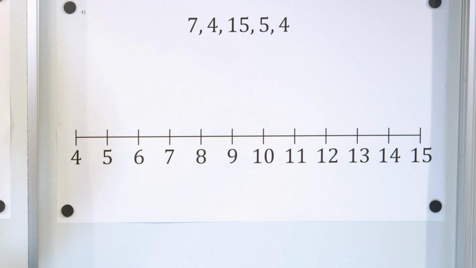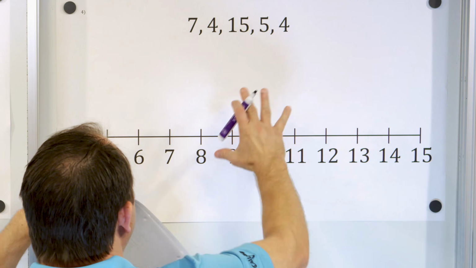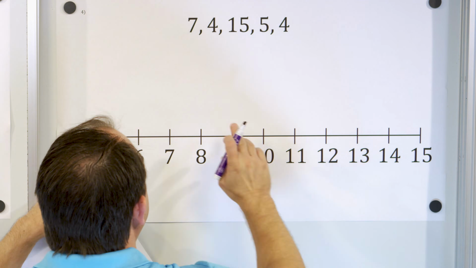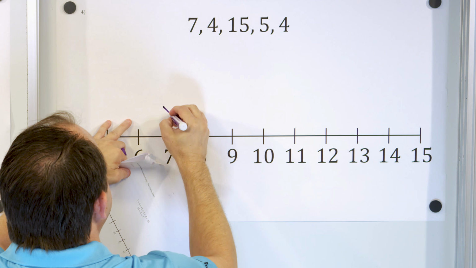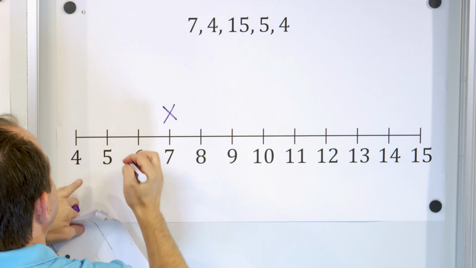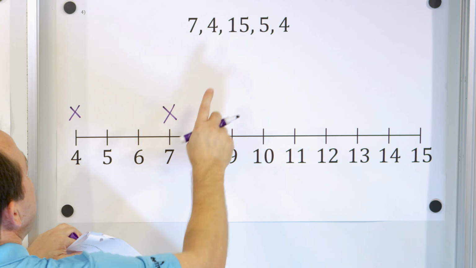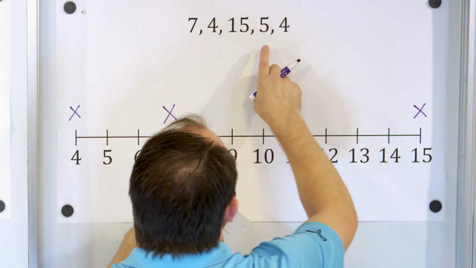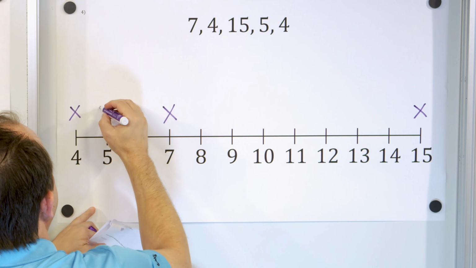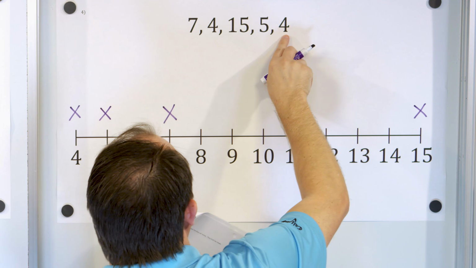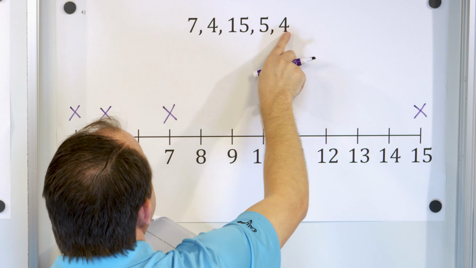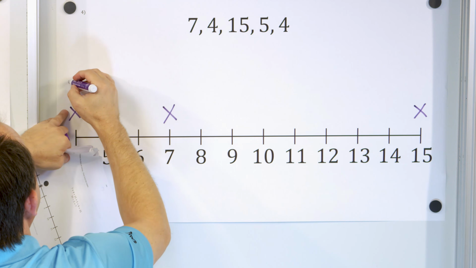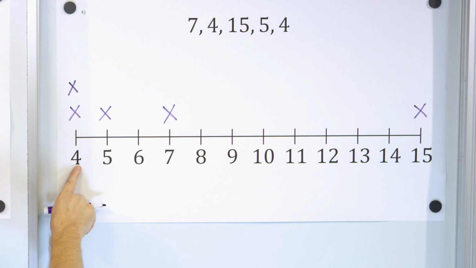So let's first see what the data looks like. Is it all clustered around a number, or is it all spread out? Well, one person reported earning $7. Another person reported earning $4. Another person reported earning $15. Another person reported earning $5. And another person reported earning $4. So here's a duplicate with this 4, and so really 2 people reported earning the $4.